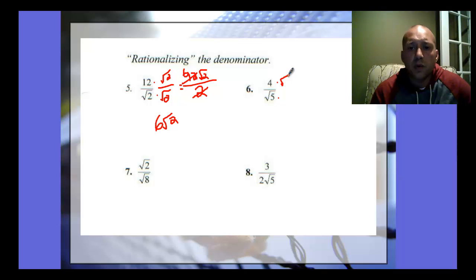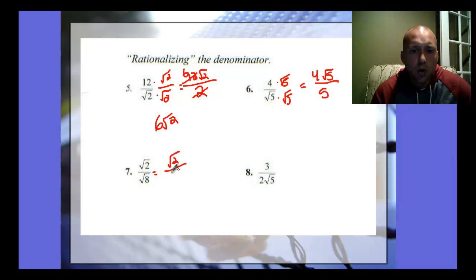So here we multiply by square root of 5 over square root of 5. And we're left with 5 root 5 over 5. And that's all we can do for this one. But we get the radical out of the denominator. This one looks more complicated, but this would be a simplified form.